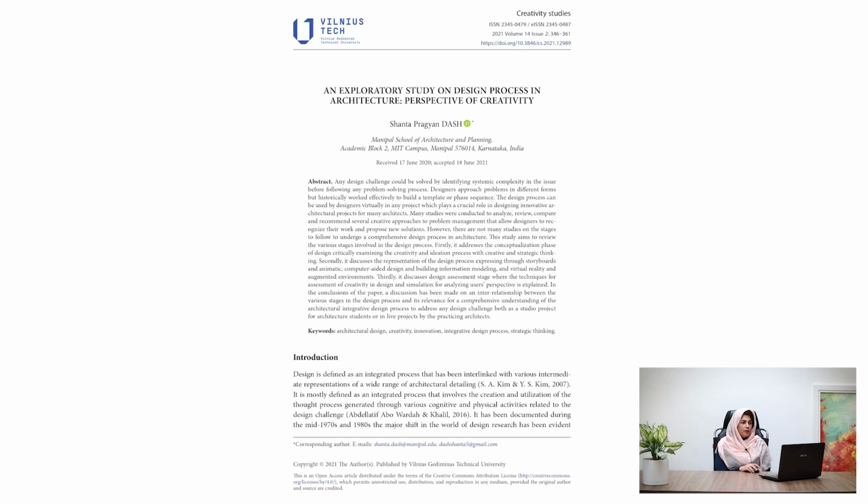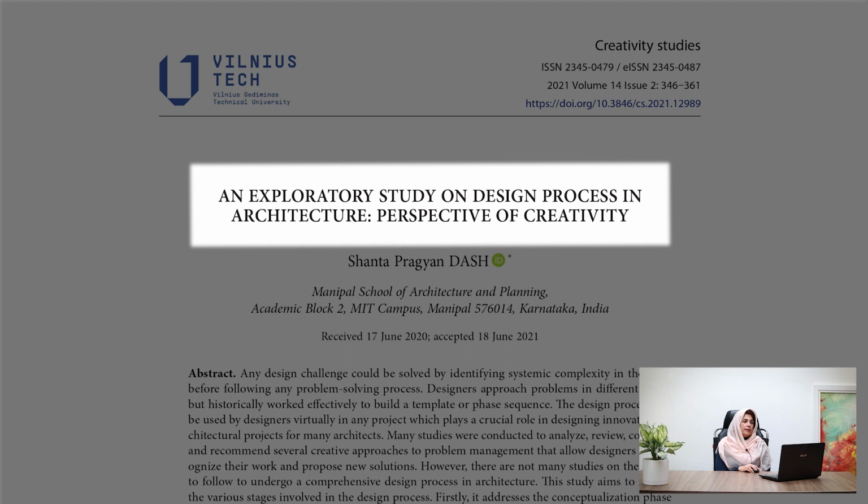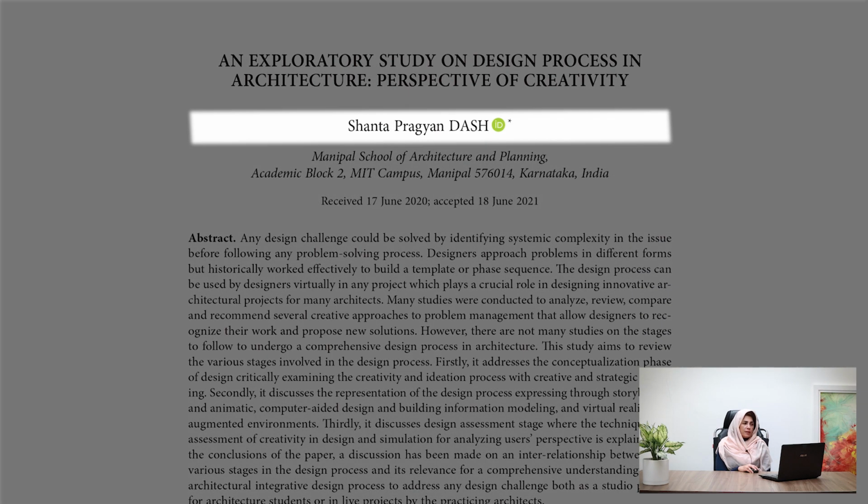Let's have another example here. The second example is a longer article. It has 16 pages, as you can see here. Again, at the top, we have the title. It is a study on design process in architecture. The title is related to architecture. After the title, you can see the name of the author. It has only one author.